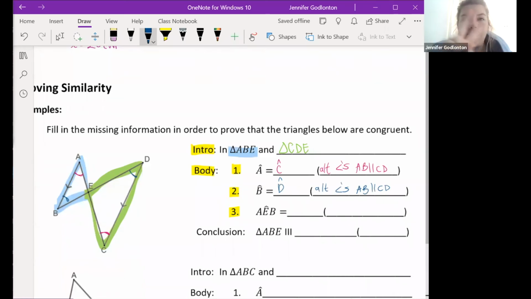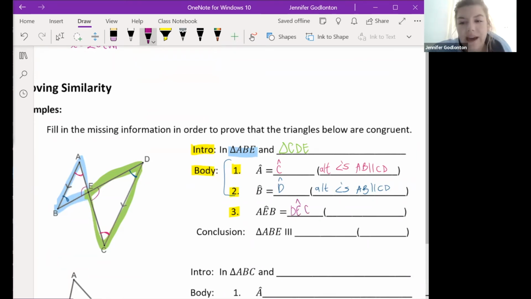Now for the third one, you've got 2 options. You could say that they are vertically opposite, so that they are the same as each other. But there's actually a nice trick when it comes to similar triangles. Once you have found 2, we can just say that the other one is equal. So we can now just say that angle AEB is equal to angle DEC.